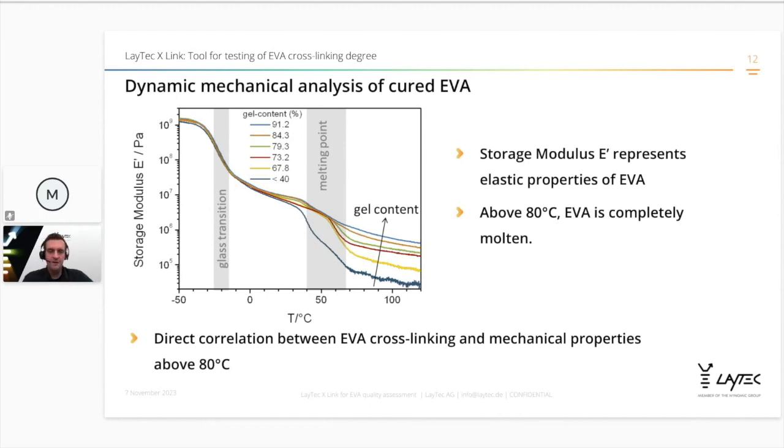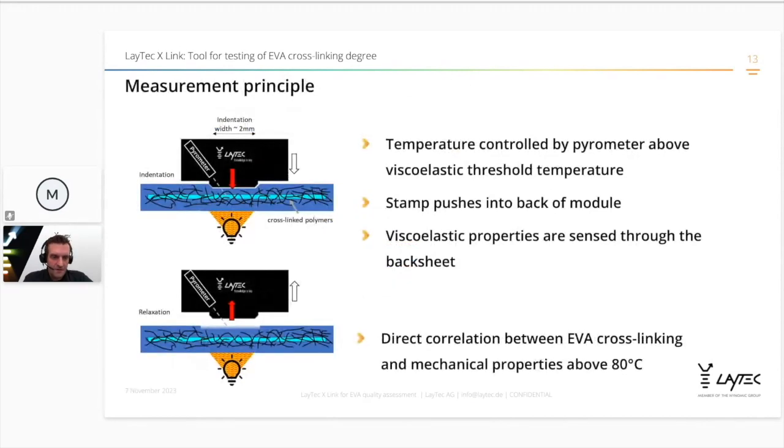And how is that done? So what we do is we're lowering an indentation stamp on the backside of the module. So we're coming from the backsheet side. Then after this device has been settled down on the module, there is a small indentation stamp that presses some micrometers into the backside of the module. And then this indentation is released after a couple of seconds. And this relaxation process is analyzed kinetically.